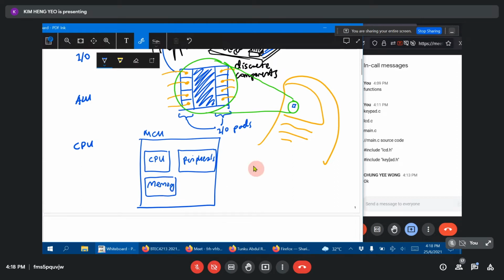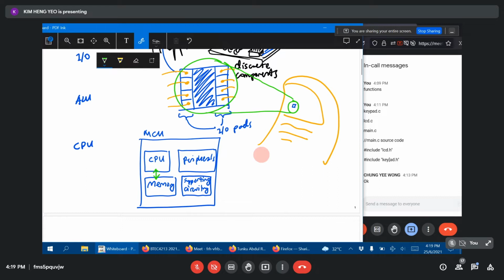There is one more block, but it's miscellaneous. So we call it supporting circuitry. Okay. So the CPU fetches instructions and data from memory. It fetches instructions that tell it what to do, and then it will carry out the operation.